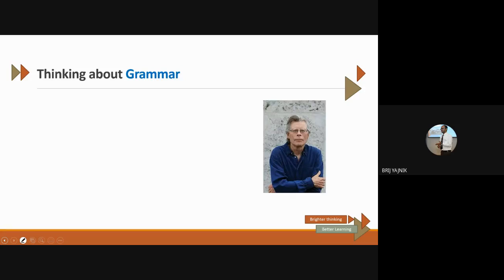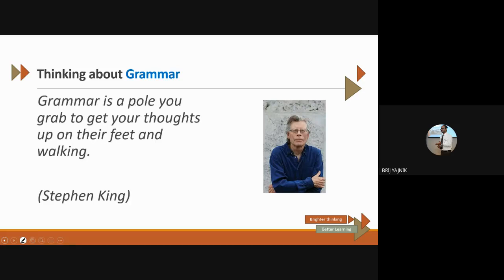He said, grammar is a pole you grab to get your thought up on its feet and walking. And you need the pole to grab only when you're walking on a string, right? So look at him expressing the language. To walk on a string is like a language, and you really need a pole to walk on that language. The pole is a grammar that helps you to balance yourselves.